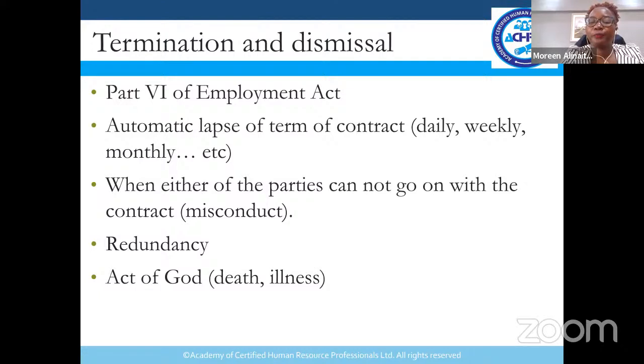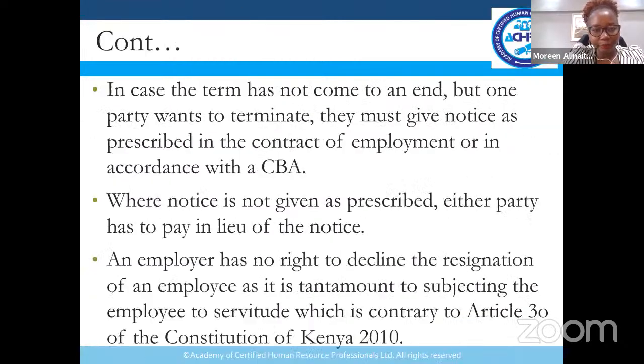We had this act of God mostly in 2020 when we had the COVID-19. Many contracts were terminated because some companies closed completely. Some bosses died because many people actually died during that time. So we saw many people dying. And of course, when the boss dies, there's no more work for the employee. We saw employees dying. So when the employees die, you can consider that there's no more work. So the contracts were automatically terminated.